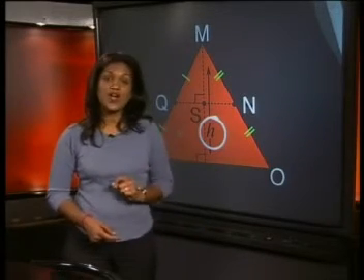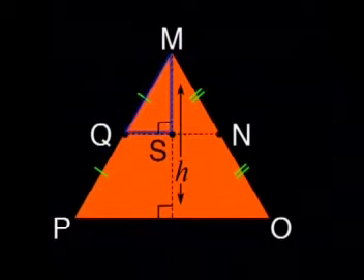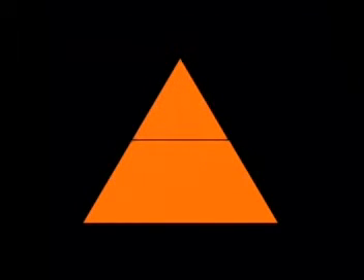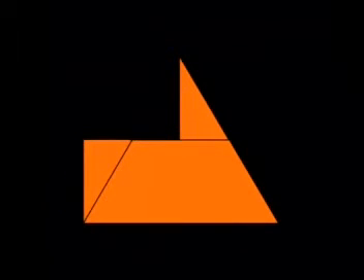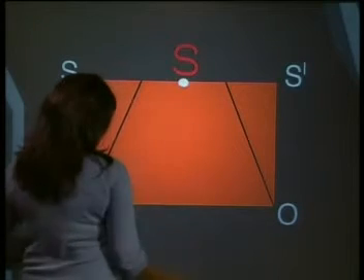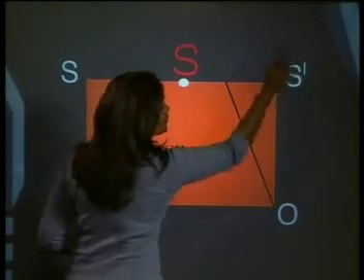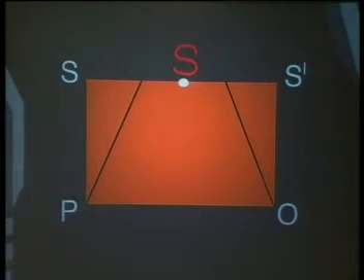Can you see another two triangles inside this new triangle that I've made? They are triangle MSQ and triangle MSN. We cut out the triangles. Then we rotated triangle MSQ around point Q, and then rotated triangle MSN around point N. And so we created a rectangle like this. Do you see that this point S has actually become the vertex of this rectangle and has moved to create this point over here as well? So we have got the rectangle SPOS prime.